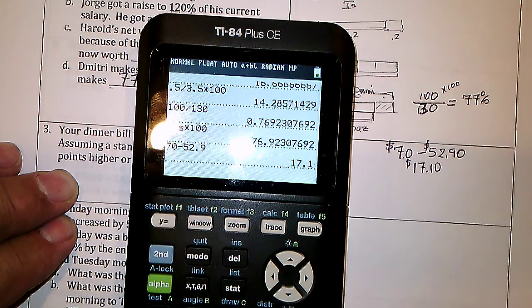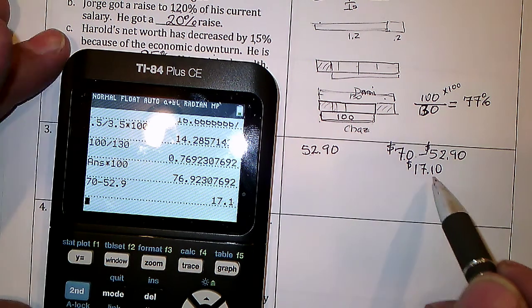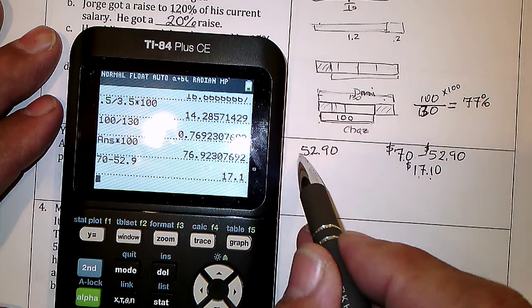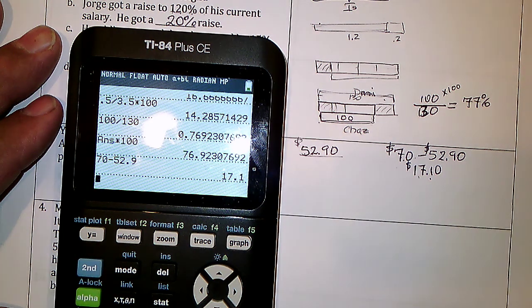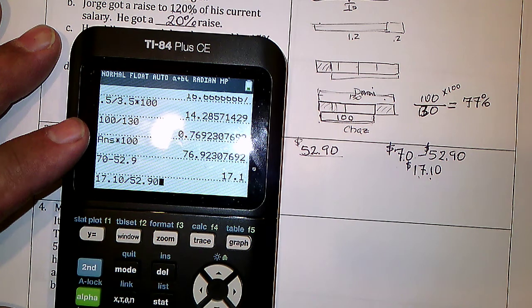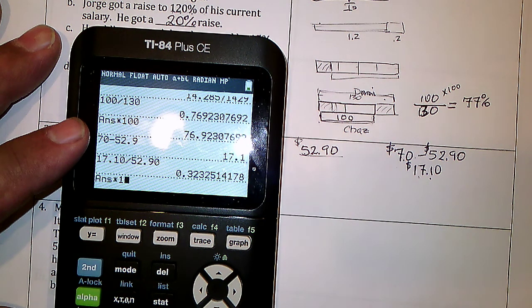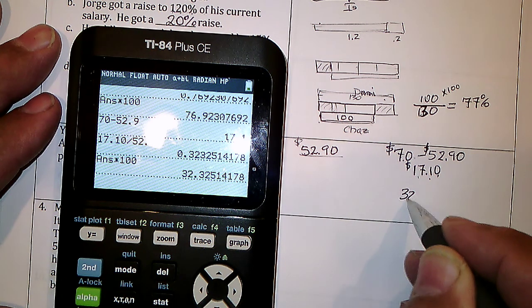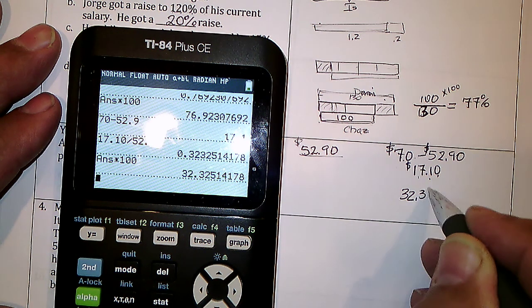$17.10. So your tip was what percent of the bill? It's always of the bill that you calculate your tip towards. So $17.10 divided by the 52.90 times 100. You tipped them 32.3%.